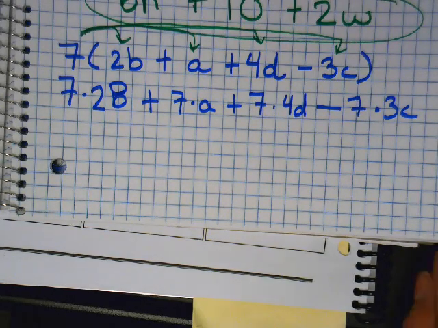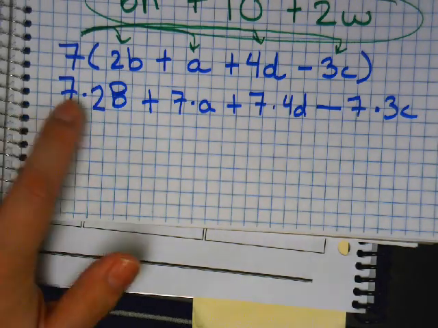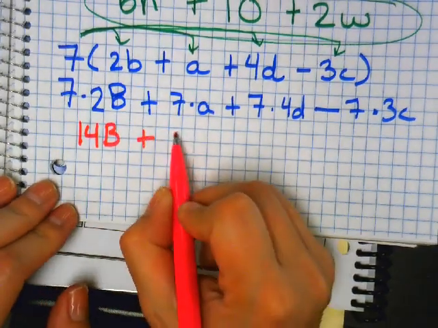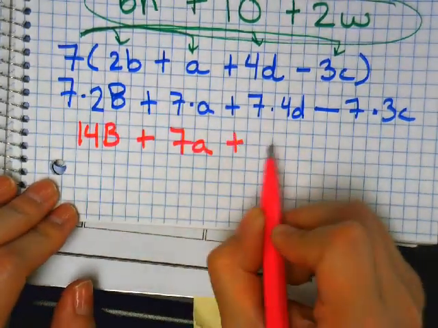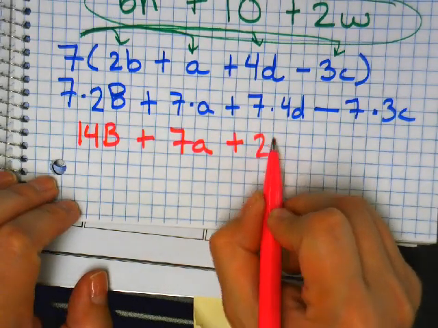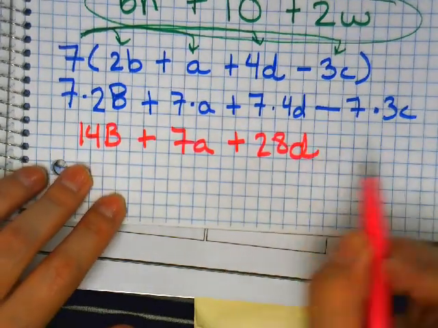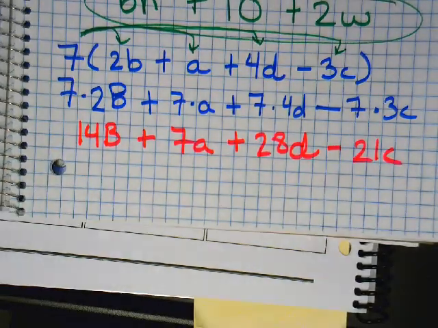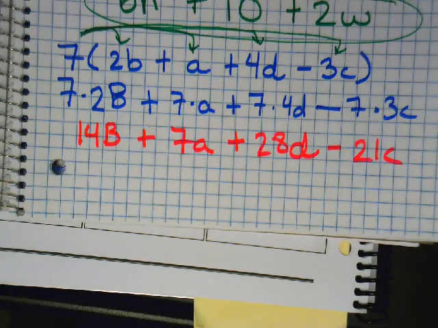Now we're going to multiply, and feel free to use your multiplication table. 2 times 7, 14B, plus 7A, plus 28B, minus 21C. Are any of the letters the same? Nope. So we are done. It's basically just multiplying.